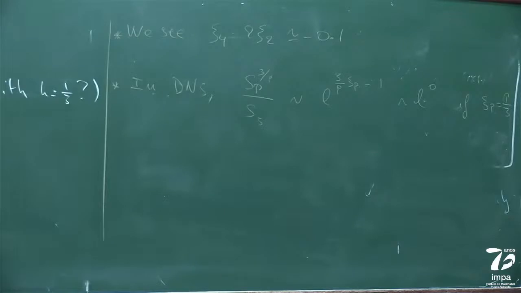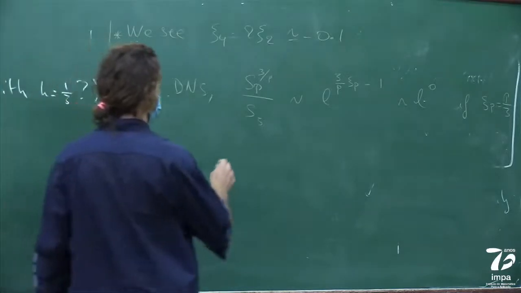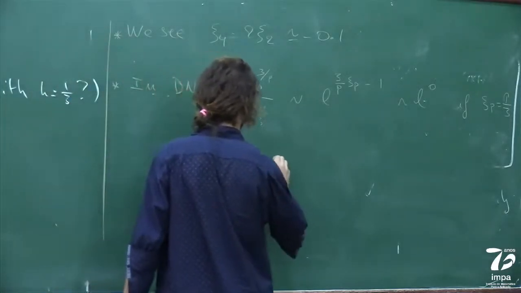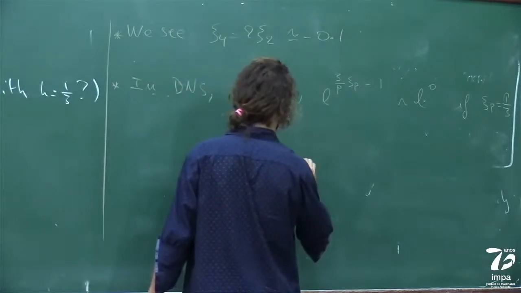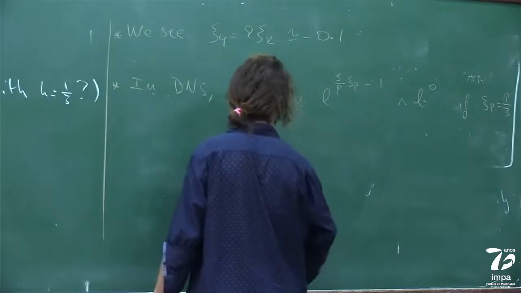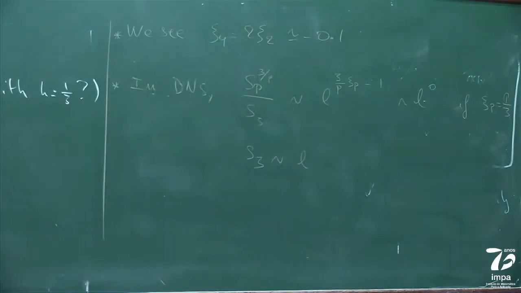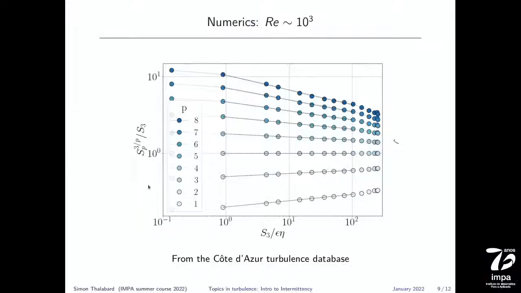And this, so it should be constant. And S3 is also proportional to L. And this is what we see. So if we plot F3, on the left-hand side, this is the quantity here.